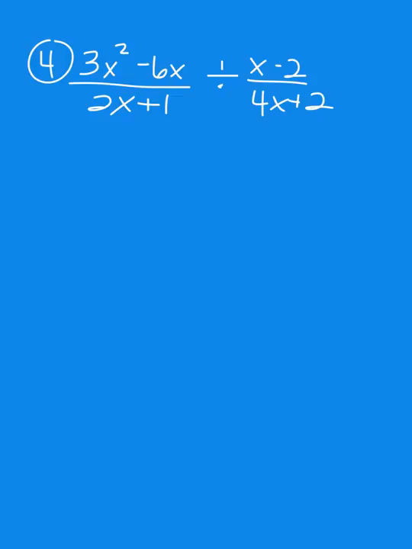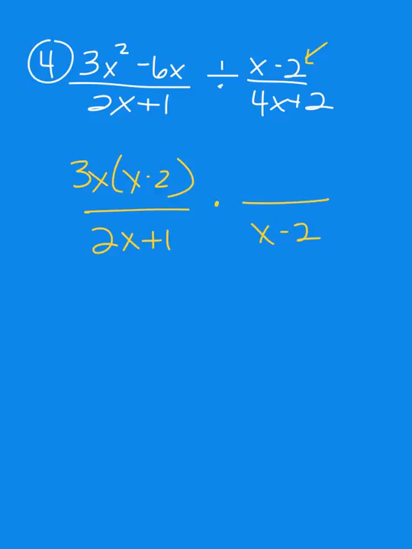In number 4, in my numerator, I have 3x squared minus 6x, so I have a greatest common factor of 3x. I'm going to multiply that by the quantity x minus 2 all over 2x plus 1. My division becomes a multiplication, and again I'm going to take the reciprocal. So this x minus 2 is going to become my denominator, and this 4x plus 2, I'm going to do this all in one step. I realize I can factor out a 2 as my greatest common factor, and I'm left with 2x plus 1. So I can just write that there, so I don't have to rewrite everything.